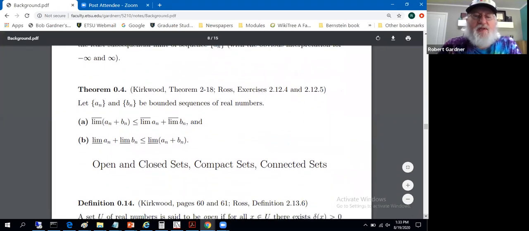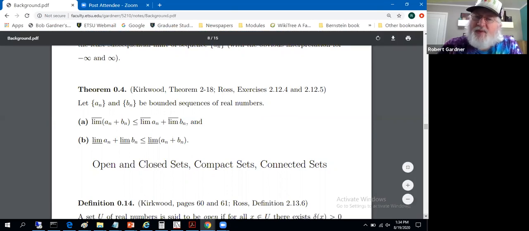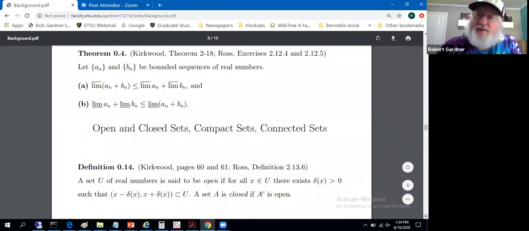Some properties of lim sups and lim infs. The lim sup of a sum, a sub n plus b sub n, is less than or equal to the sum of the lim sups, and the sum of the lim infs is less than or equal to the lim inf of the sum. A standard proof concerning lim sups and lim infs from senior level analysis. Kirkwood does this, Ross does this. I guess it's not even in the Royden book. But it's standard behavior in terms of lim sups and lim infs, something we may need along the way. We'll quote theorem 0.4 if we do.